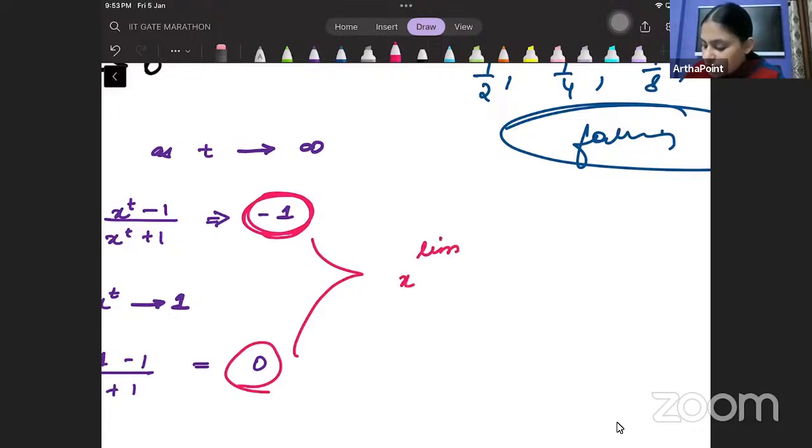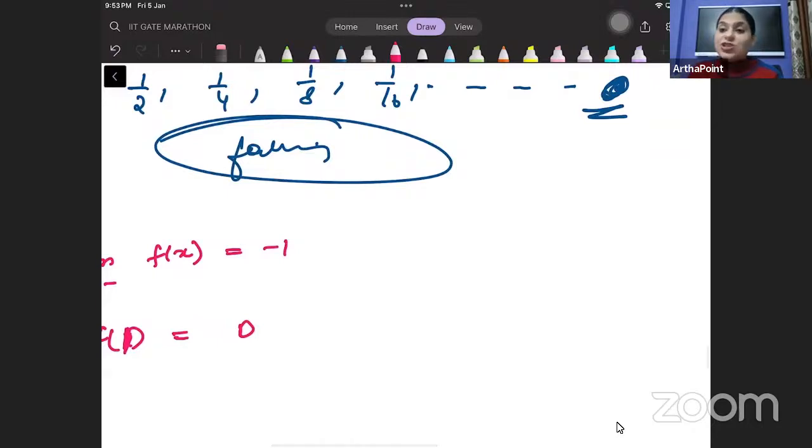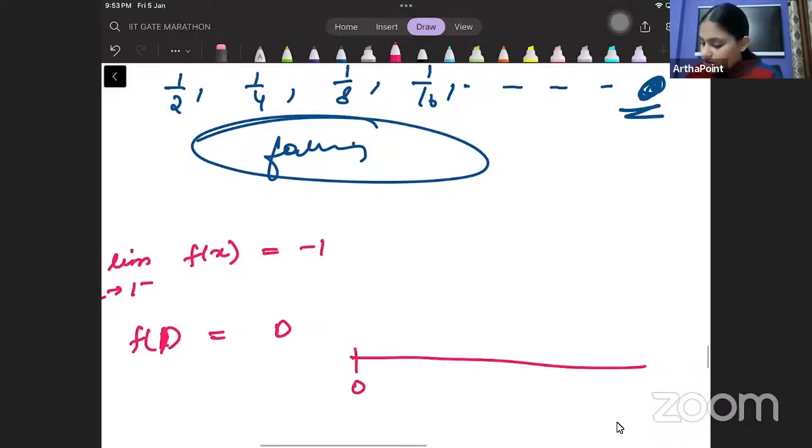When I'm approaching 1 from the left-hand side, the value of my function is minus 1. And when I'm evaluating the function at 1, the value of the function is 0. It means that the function has become discontinuous. So here, till 1, I'm taking 0 and 1. When I'm approaching towards 1, it is giving me minus 1. But exactly at 1, it is becoming 0.